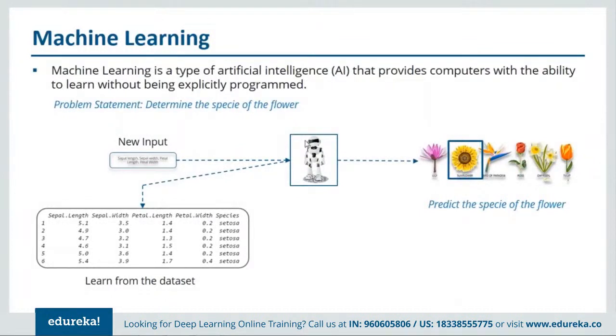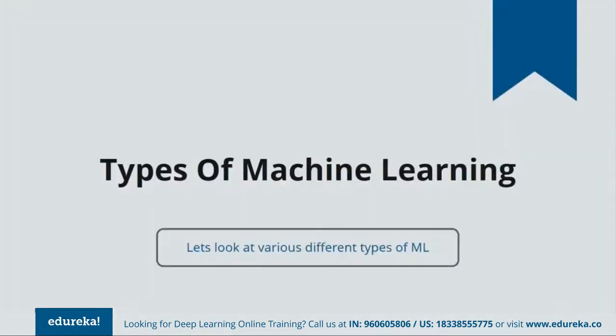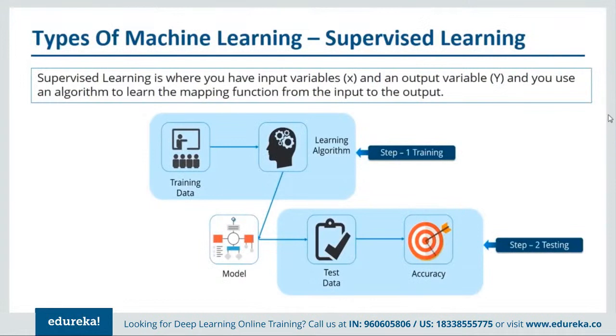Let us move forward and understand various types of machine learning. So the first type is called supervised learning. Now in supervised learning, you have input variables X and an output variable Y. And you can use an algorithm to learn the mapping function from the input to the output. Now let me simplify it for you. In supervised learning, the data that you have already contains the classification.